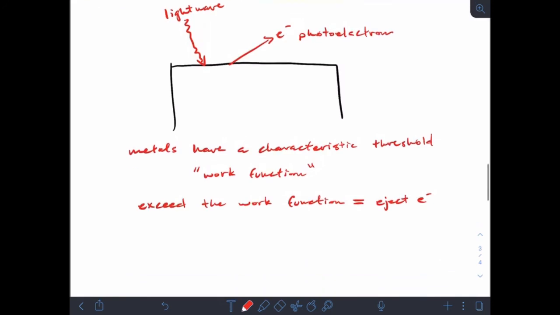Okay, so the kinetic energy of that electron equals the energy of the light minus the energy of the work function. Okay, so they started to be able to understand how to determine the energy of light waves with these experiments, because they could determine the kinetic energy of the photoelectron. They could determine the work function of the metal. So the difference in those energies has to be the energy of the light wave.